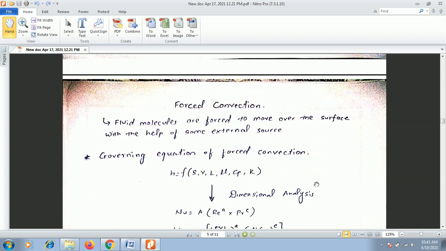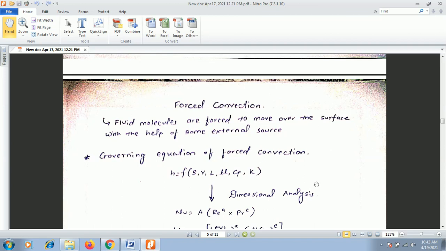Now, these are the basic concepts which we need to understand before moving on to forced convection and natural convection. Single phase convection is classified into forced convection and natural convection. Now what do you mean by forced convection? Forced convection is the convection in which the fluid is forced to move over a surface with the help of some external source.